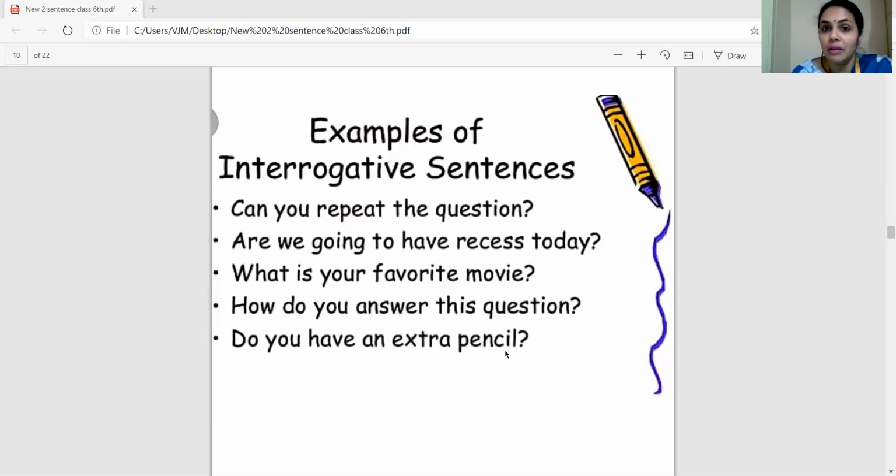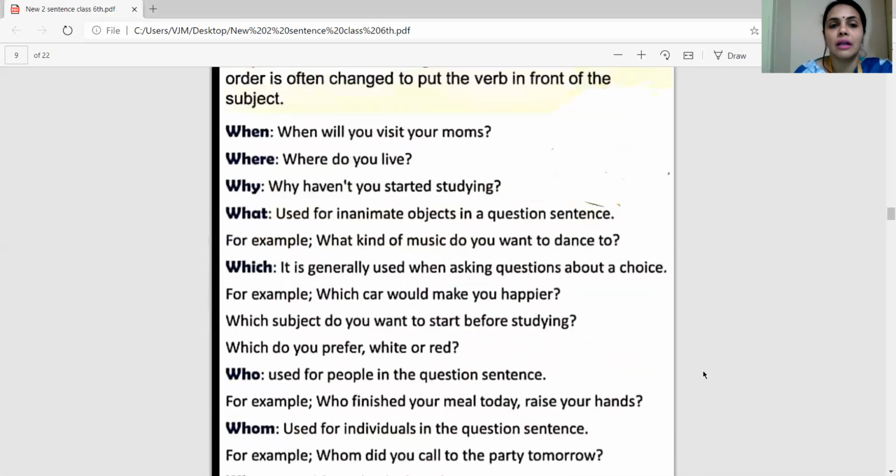Now the answer could be yes or no. Your friend may say, yes, I do have an extra pencil. Or your friend may say, no, I don't have an extra pencil. So the answers to these auxiliary or yes-no type questions will always be yes or no. That is why they are termed as close-ended. And the questions which begin with WH words are termed as open-ended questions.